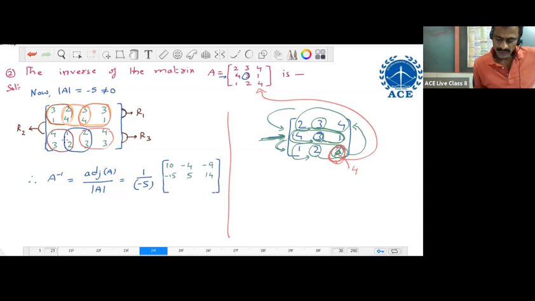8 minus 3, 5. 3 minus 4 minus 1. 6 minus 12, minus 6. Is it correct or not? Check it only. Yes, this is correct.